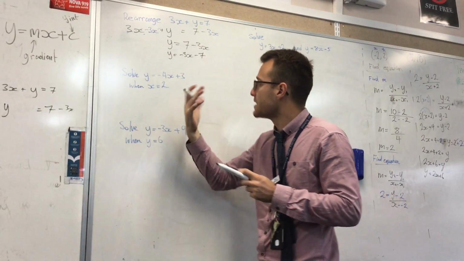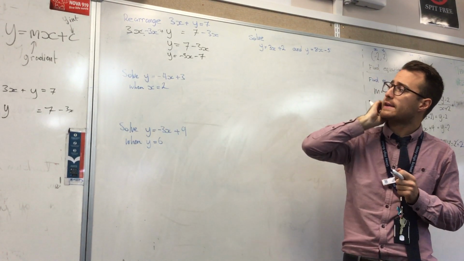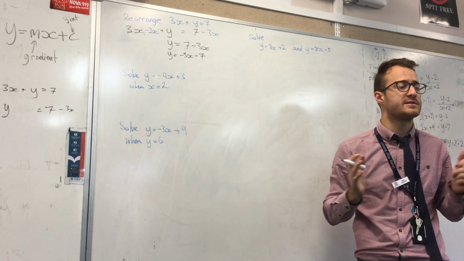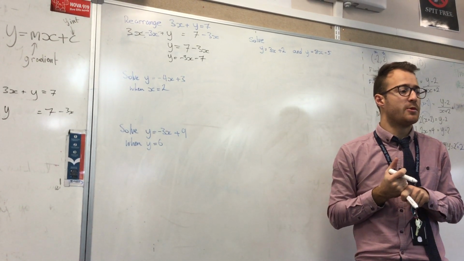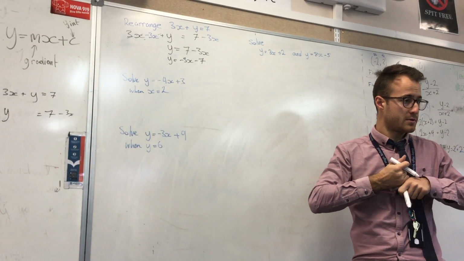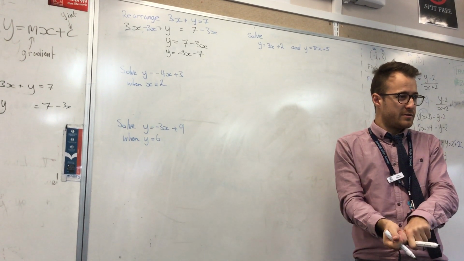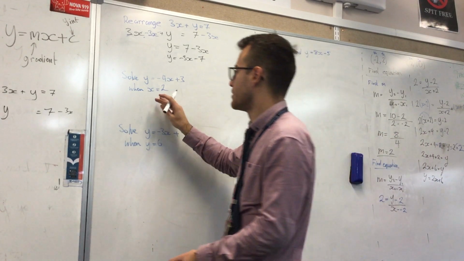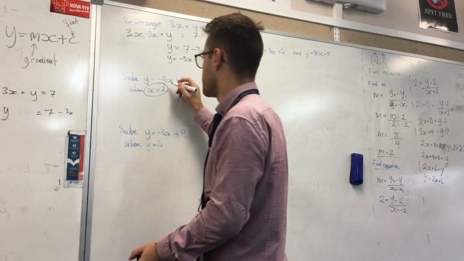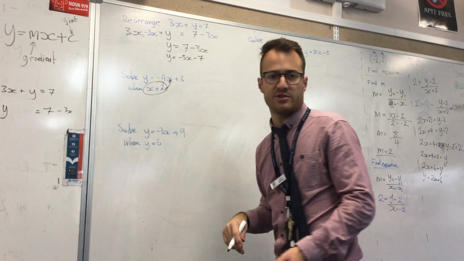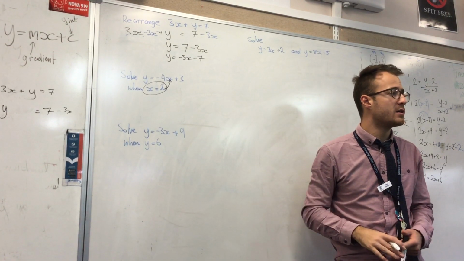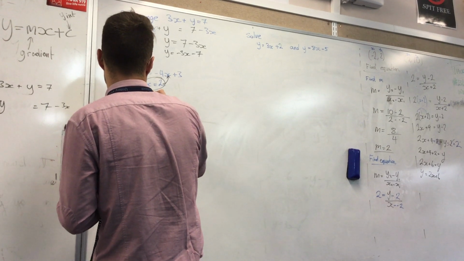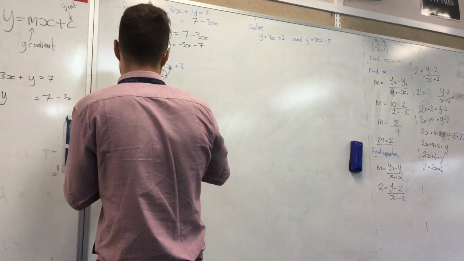Alright, so substitution. Solve y equals negative 4x plus 3 when x equals 2. Someone tell me how to do this, please. Tom, any ideas? Or Ethan, yeah? You would substitute x for 2. Cool. So we're saying x equals 2, so this is just going to go in there. Are we cool with that? Yeah. Sweet.